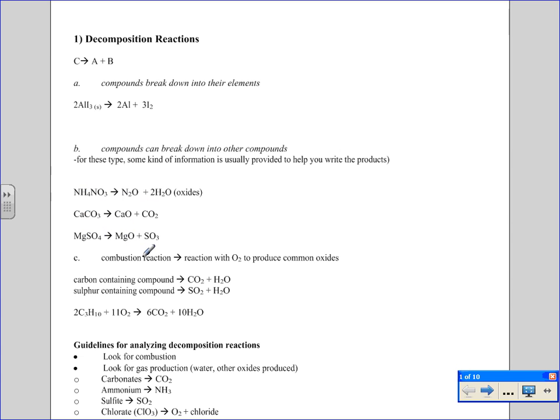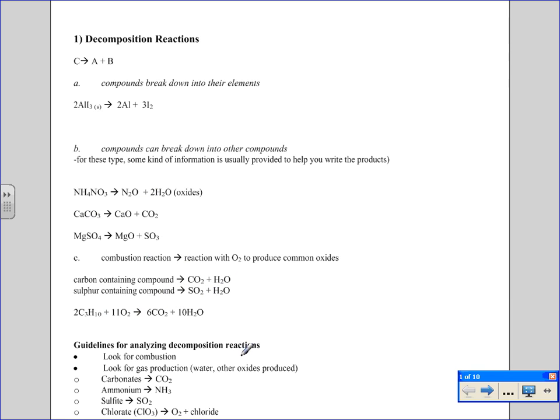Now combustion reactions are a bit different. They're also decomposition reactions because you're reacting with air or reacting with oxygen to produce oxides, okay, which is a bit different than these ones. These ones are just straight heating to decompose. So this is like chalk being heated up and decomposing. So the classic combustion reaction that you know of is carbon-containing compounds reacting with oxygen to produce carbon dioxide and water. You can also have sulfur-containing compounds that will produce sulfur dioxide and water.